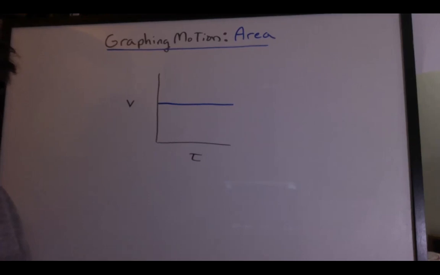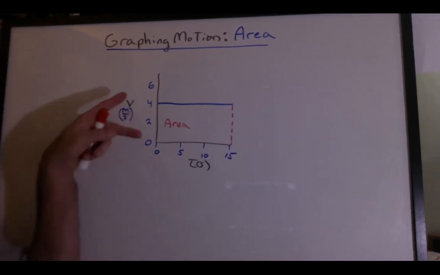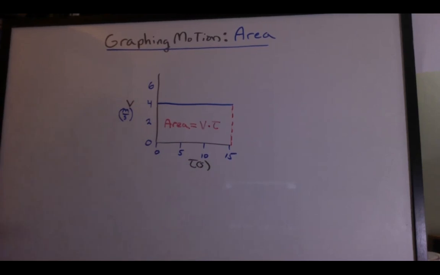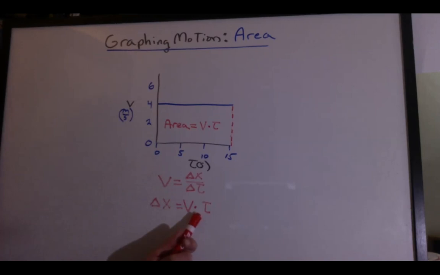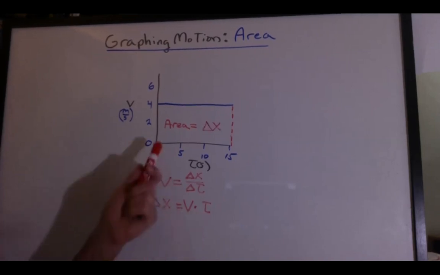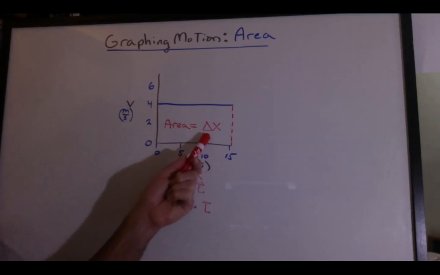Let's say we have an object moving at a constant velocity. Let's say the object's moving 4 meters per second for, say, 15 seconds. What does the area under that graph represent? To find the area, we would take the height times the width, and that would be the velocity times the time. If velocity is the displacement over the time, then the velocity times the time is the displacement. And since the initial time is often 0, we often drop that delta sign. So the area under this velocity versus time graph is how far we've gone.